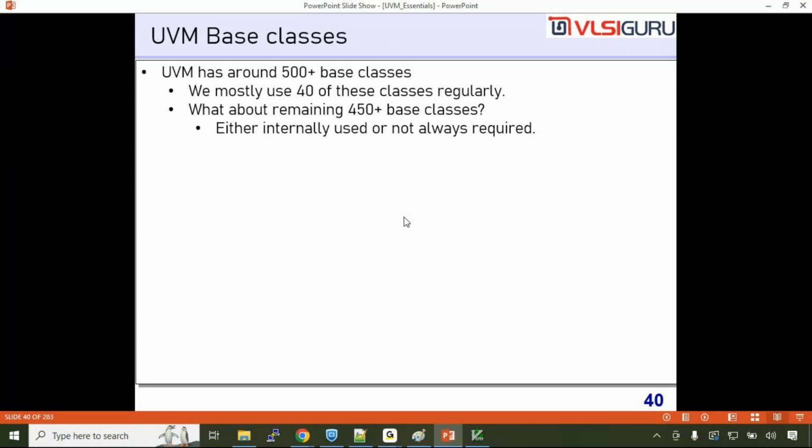UVM has around 500 plus base classes. We mostly use 40 of these classes regularly. What about the remaining 450 plus base classes? Either they are used internally or not always required. So you don't have to look at the number 500, you only have to look at 40.